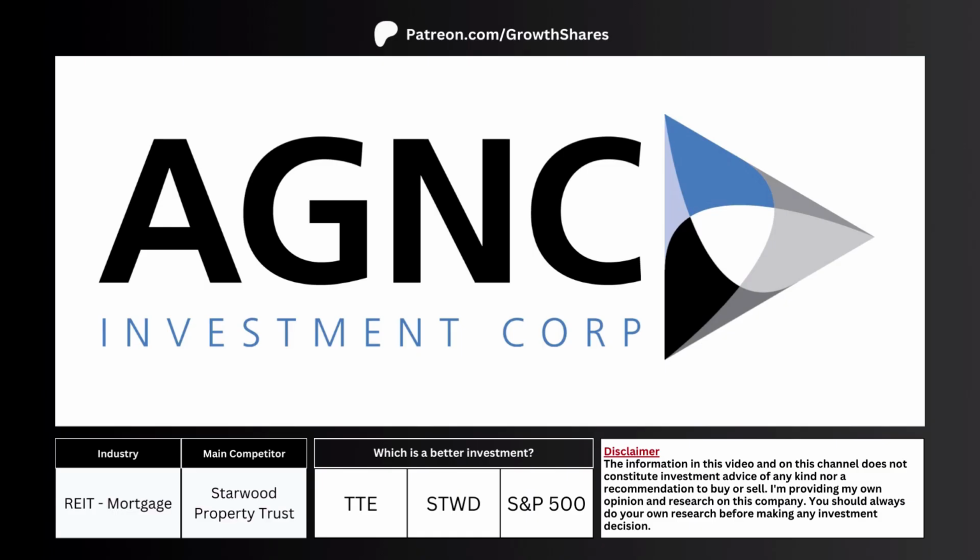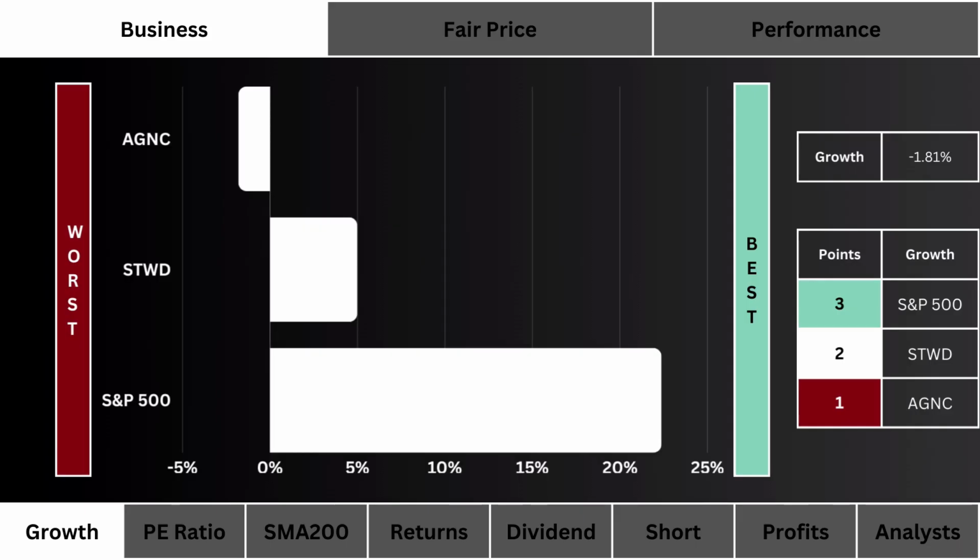The best way to analyze a company is to compare its business against its main competitor and the market, specifically the S&P 500. First, we look at growth. Which stock has the highest projected earnings growth for the next 5 years? We prefer a higher growth rate. The most points are awarded to the highest rate.